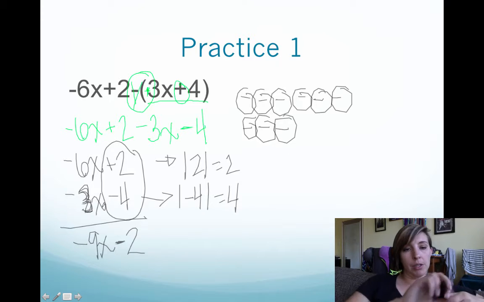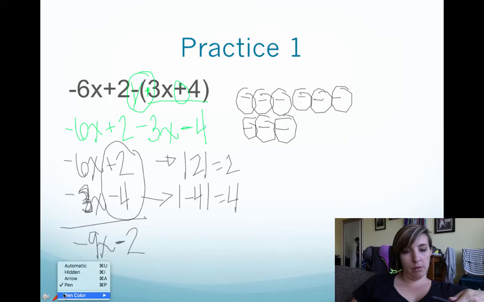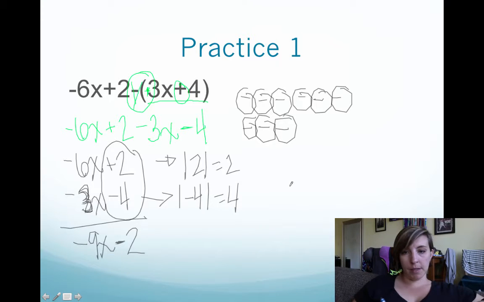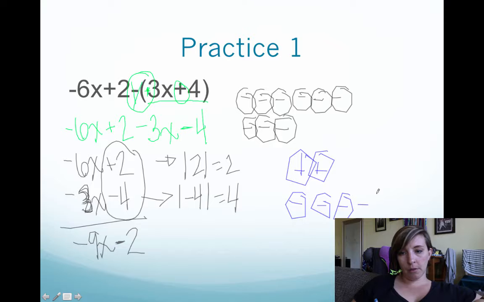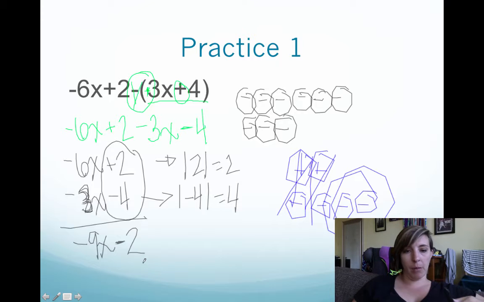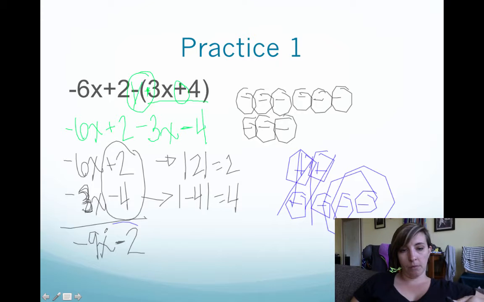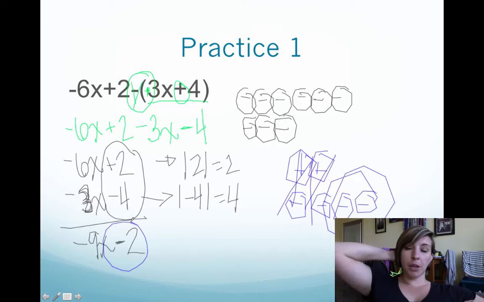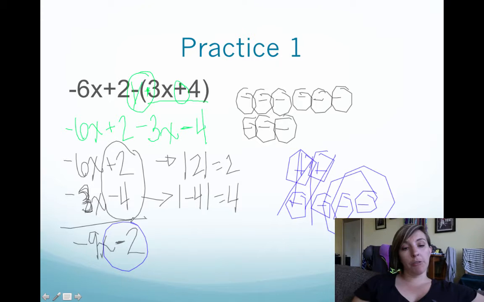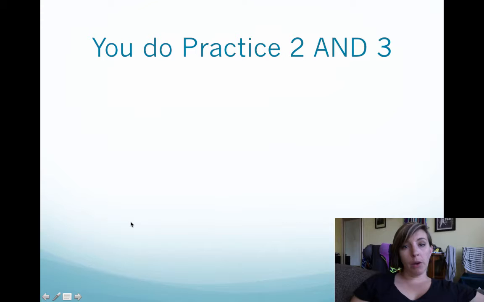I'm also going to show you how to do this with pluses and minuses. So I started with 2 positives, and then I added 4 negatives. These cancel out, and I'm left with 2 negatives, which is what I end up with right here. So 9x minus 2 is what our first practice problem is. Go ahead and do practice 2 and 3 on your own. Pause the video.